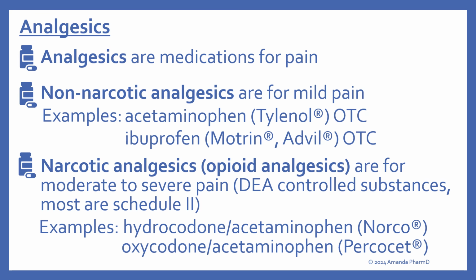And then there are narcotic analgesics, also known as opioid analgesics, and these are for moderate to severe pain. And these are DEA-controlled substances, most are Schedule II. And some examples of those include hydrocodone with acetaminophen, which is Norco, and oxycodone with acetaminophen, which is Percocet.